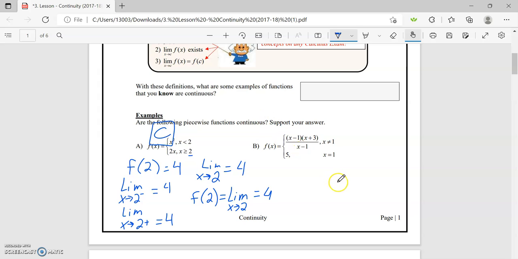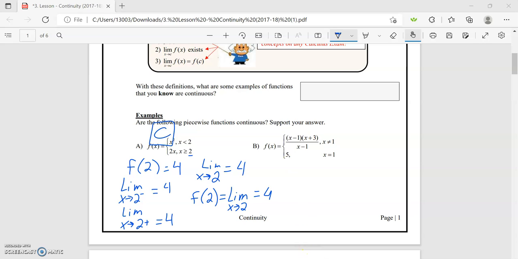Let's look at this graph. Again, I'm going to pause this and get that graph ready. All right, graph is ready now. So we're looking at a piecewise function where everywhere except 1, the graph looks like this. When x is exactly 1, it is exactly 5.